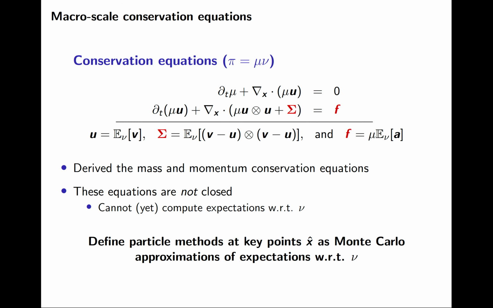So now that we have the Boltzmann equation to model the large-scale kinetic dynamics of sea ice, we now need to derive the macro-scale conservation equations. And what I mean here by macro-scale are a set of equations that only depend on the spatial coordinate x and don't explicitly depend on the velocity coordinate v. This top equation here is the mass conservation, which we've derived by integrating the Boltzmann equation with respect to the velocity v.